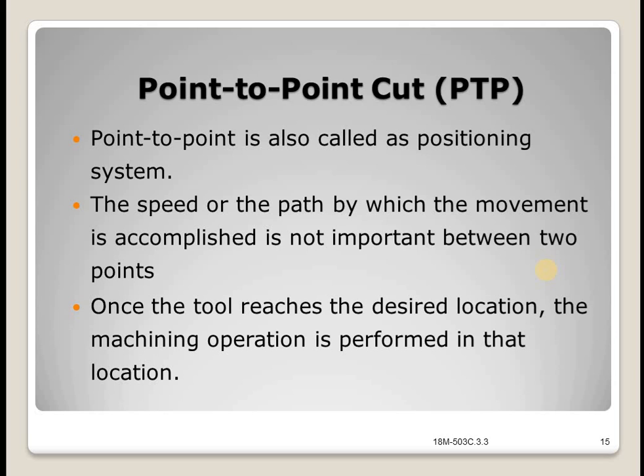NC drill presses are a good example of PTP systems. The spindle must first be positioned at a particular location of the workpiece. This is done under PTP control. Then the drilling of the hole is performed at the location and so forth. Since no cutting is performed between holes, there is no need for controlling the relative motion of the tool and workpiece between hole locations.